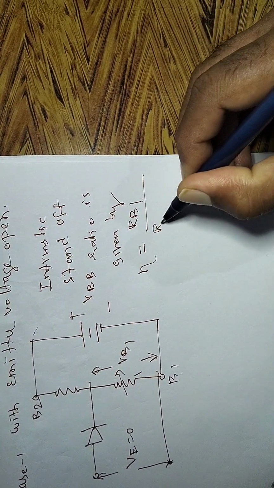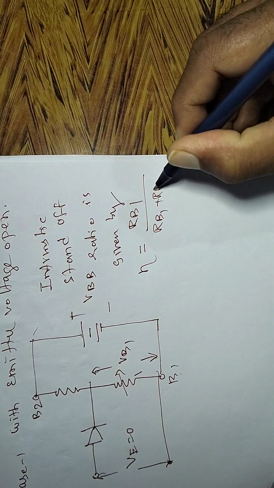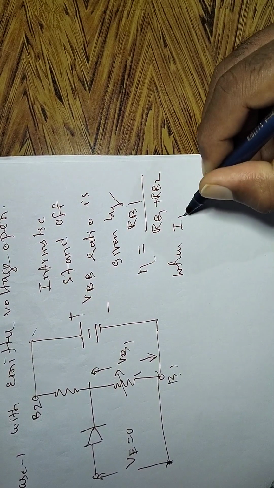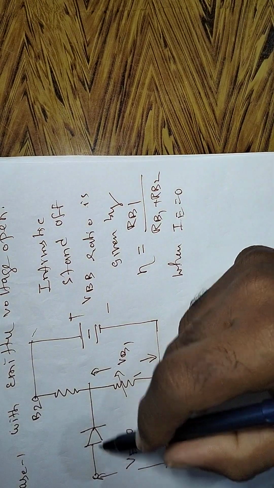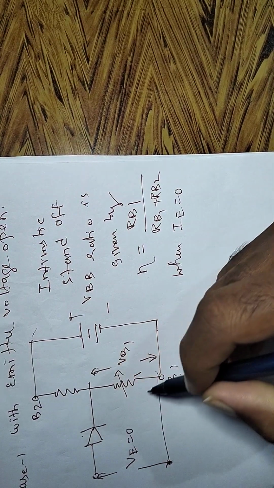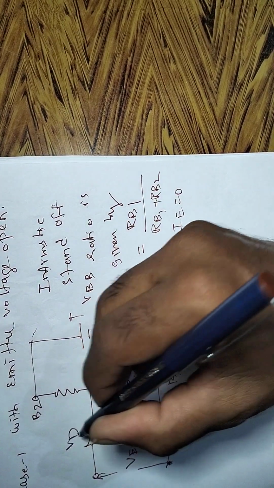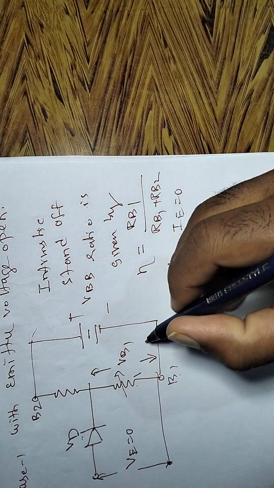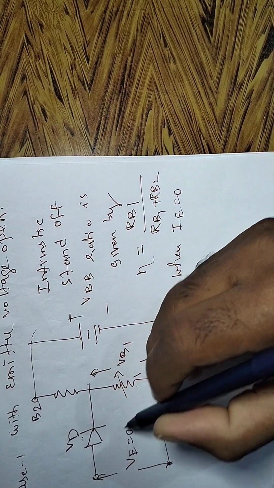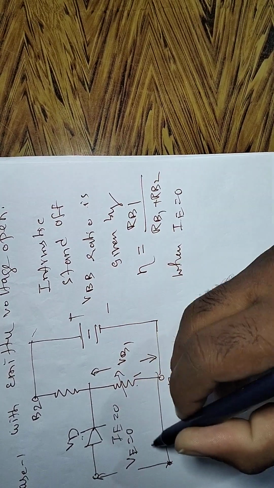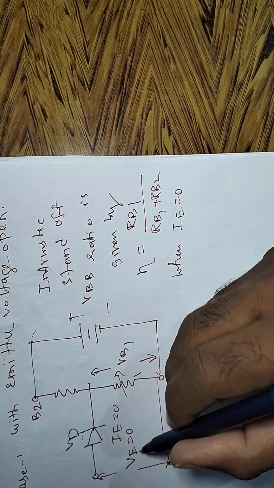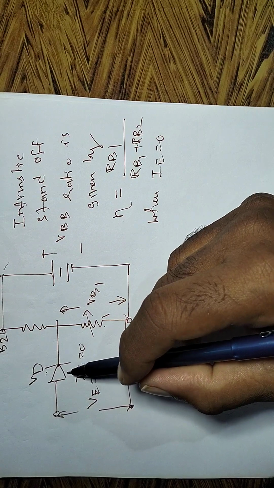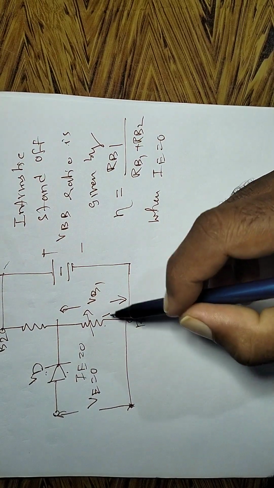RB1 by RB1 plus RB2, because when the emitter current is 0, between this and this one is nothing but VD. The voltage drop across the diode is VD, and then the drop across here is VB1. In this case IE is 0 because the emitter is open. So because of this, there is no current between the diode voltage and the drop across VB1.